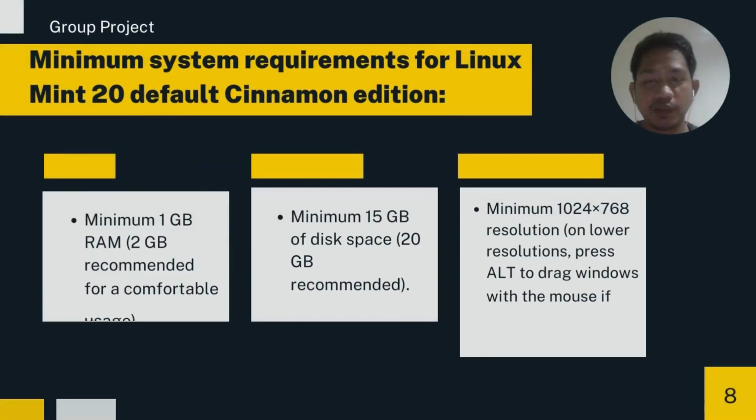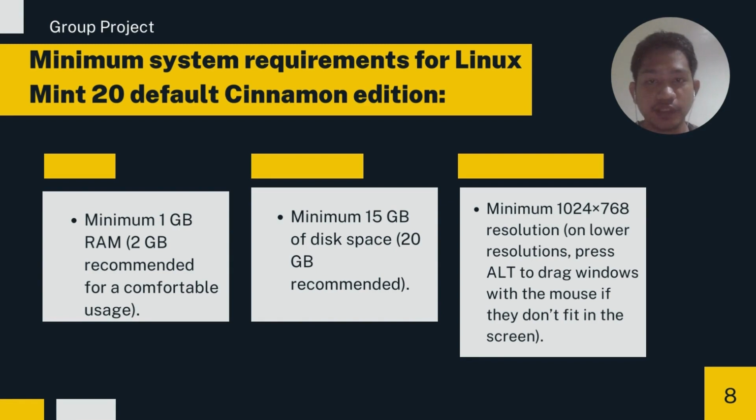So these are the minimum system requirements for Linux Mint 20 default Cinnamon edition. For RAM, we have the minimum of 1 GB of RAM. And then for more comfortable usage, it is recommended to use 2 GB of RAM.